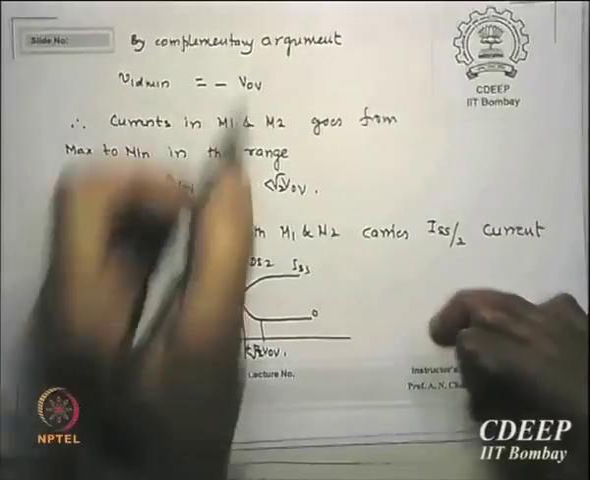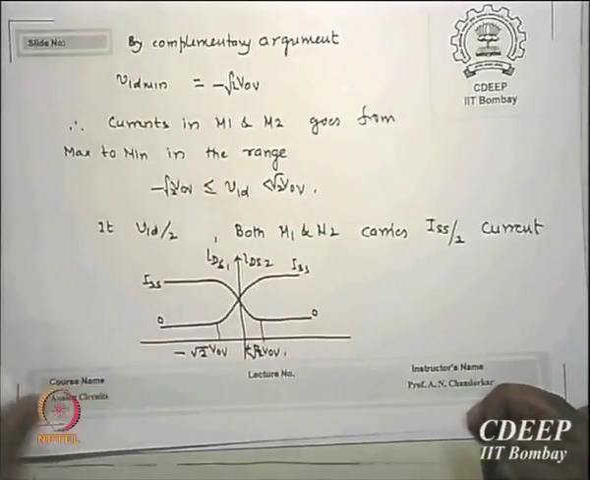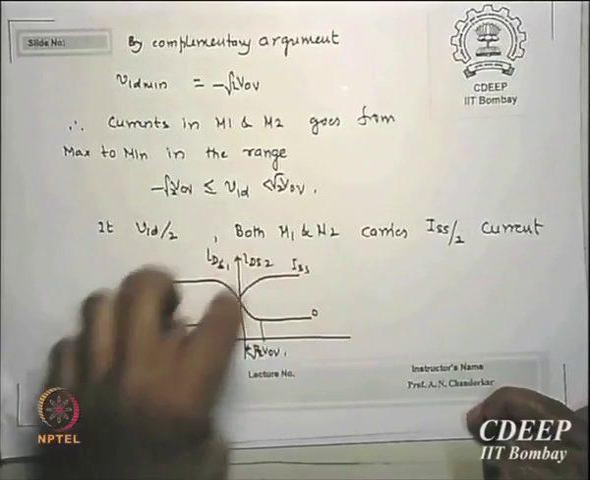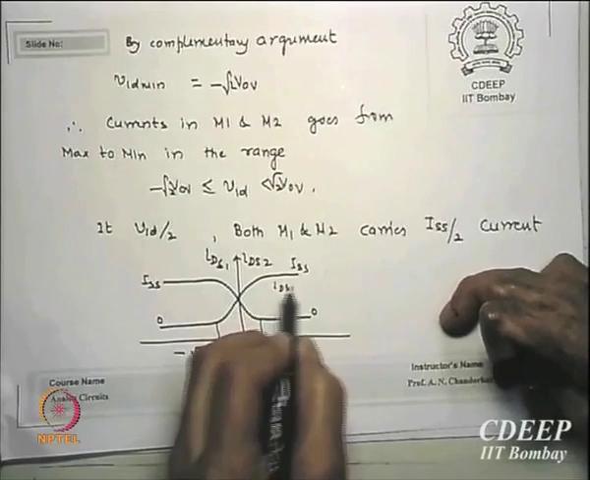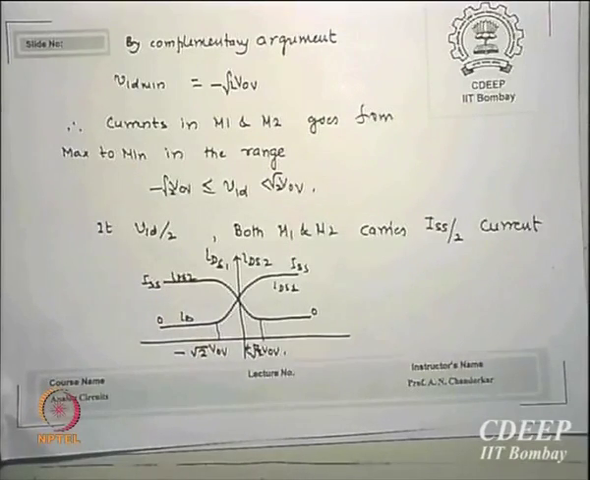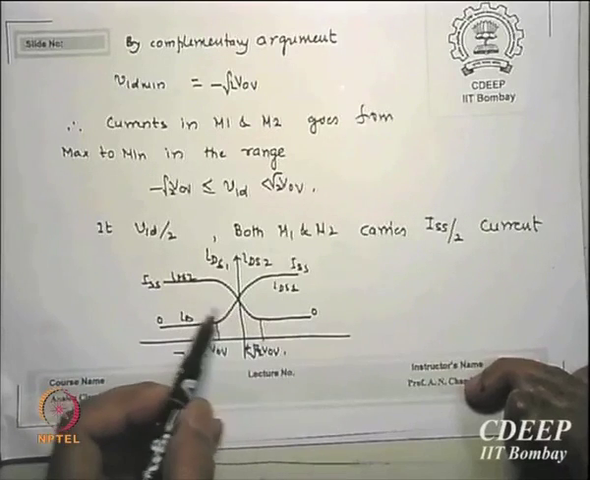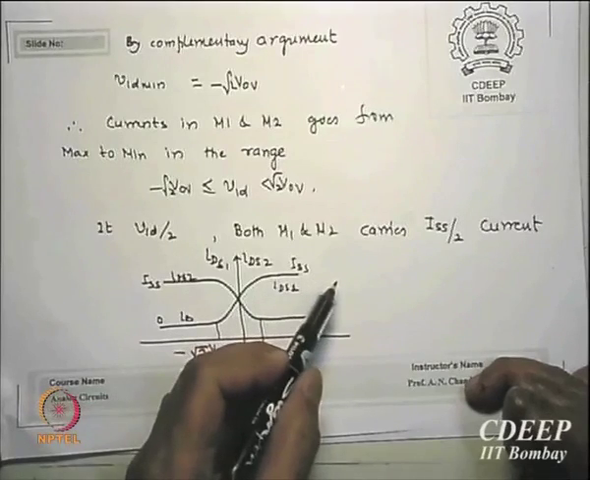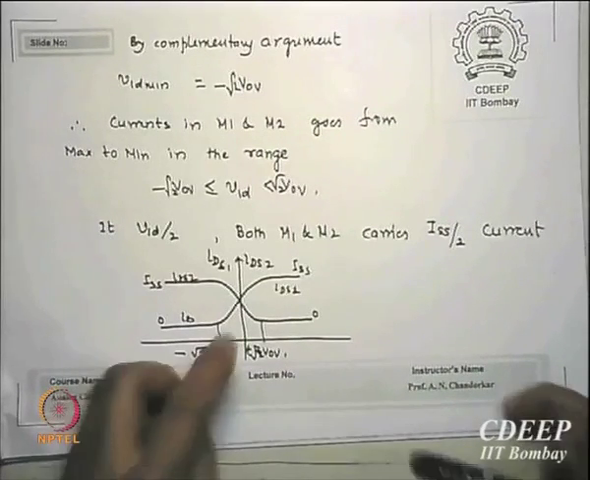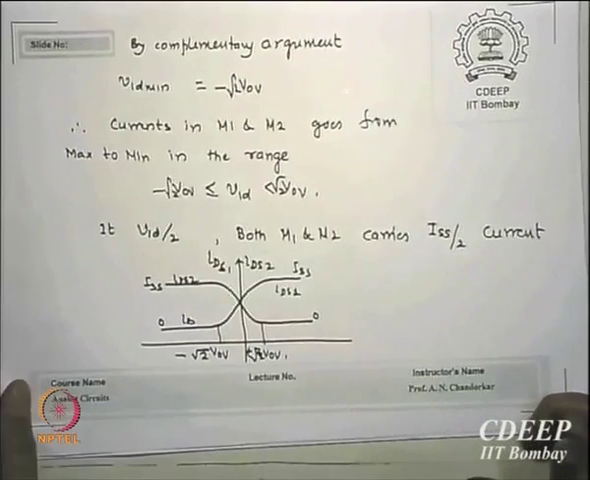One can see from here, it should be a root. If VID minimum becomes equal to minus root 2 VOV, where VOV is VGS minus VT, we may say this is IDS1 and this is IDS2. So on the minus side, M2 turns on, and on the plus side, M1 turns on. So one will go from 0 to ISS, the other from ISS towards 0, and they will meet at the ISS by 2 point, where at VID by 2 and minus VID by 2 they will become equal to each other. Is that clear?